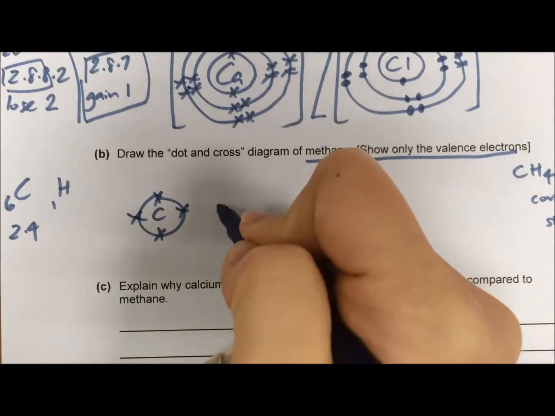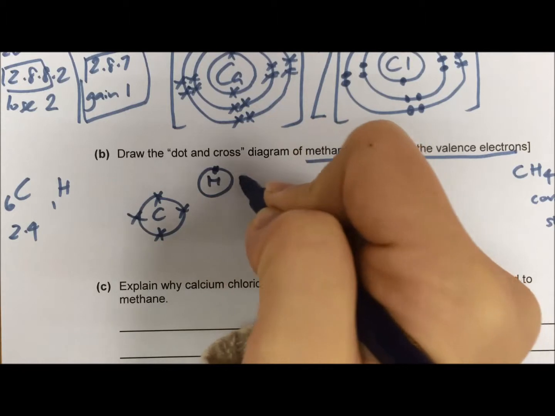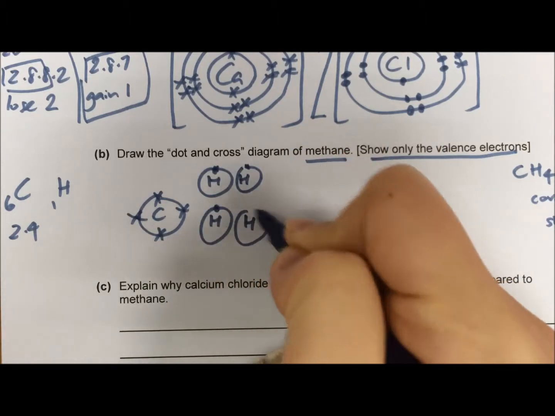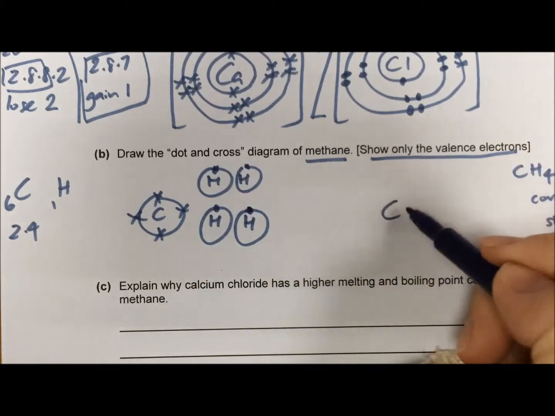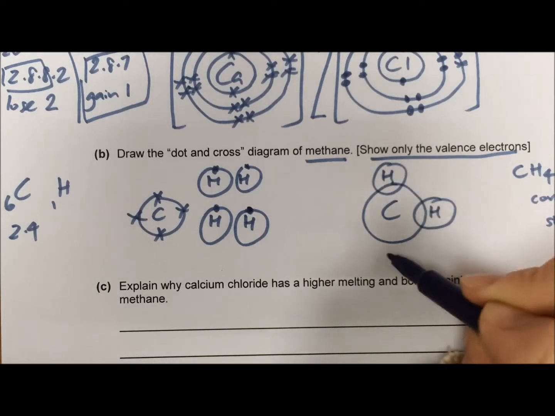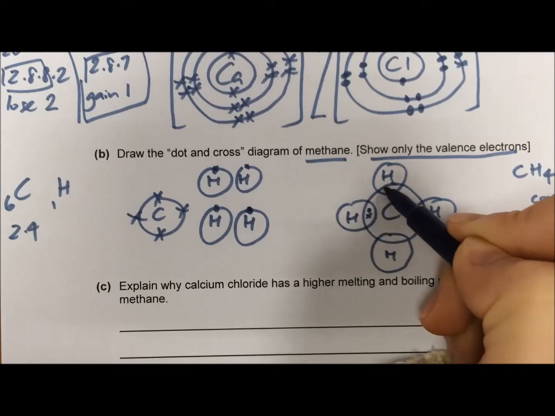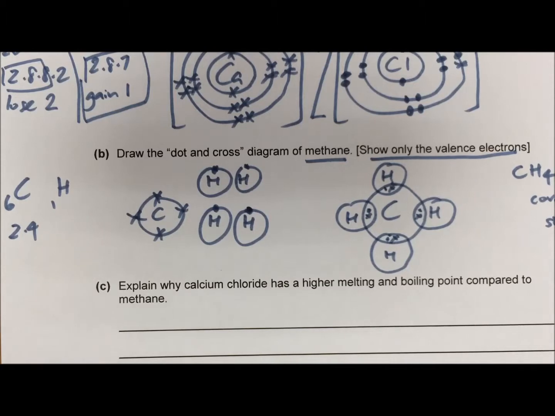So they say draw only the valence electron. So carbon, just need to draw the 4 valence electrons. Hydrogen is 1, so that's all we draw. This is not the final answer, this is just the steps. So how do we overlap them? So you simply put one cross with one dot together, and this is how they share.